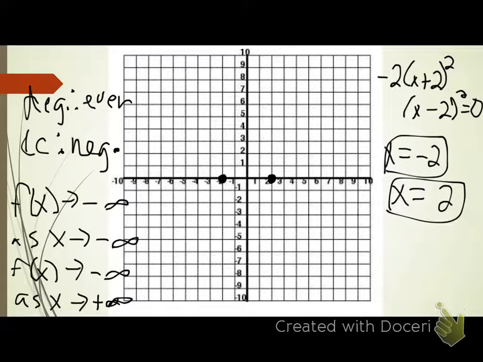So my function is going down as it goes to the left. It's also going down as it goes to the right. Everyone see that? Any questions there so far?